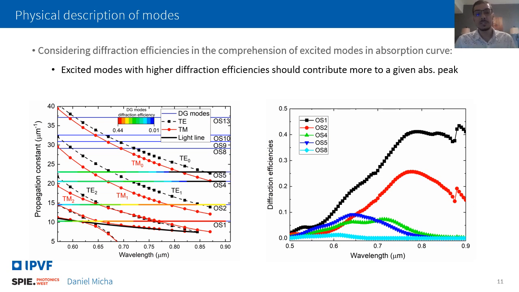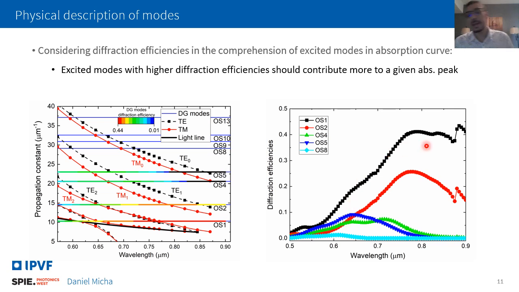Diffraction efficiency is the amount of energy directed to a given diffraction mode, compared to the incident power. So it's the power in that mode divided by the incident power. Here on the right we have a plot of the diffraction efficiencies as a function of wavelength for the different optical states in our structure.